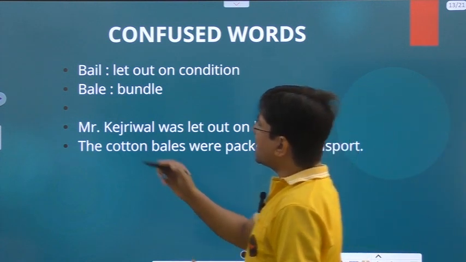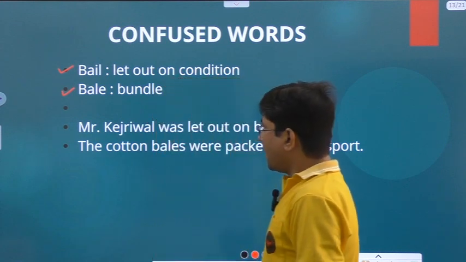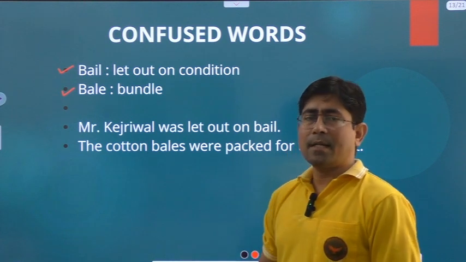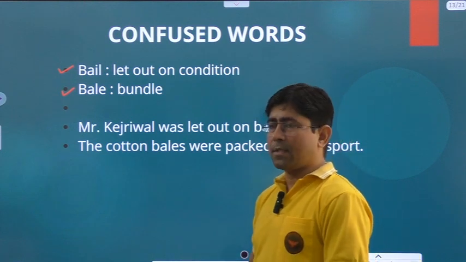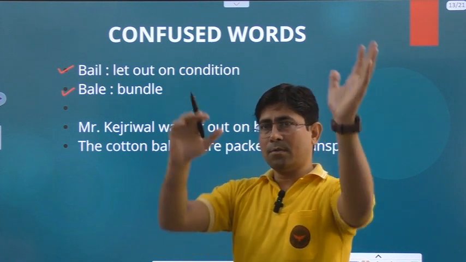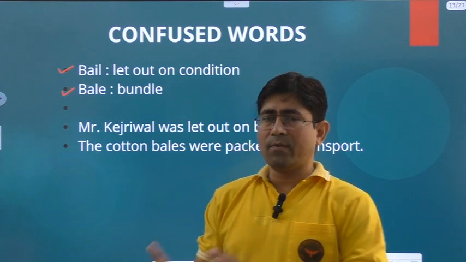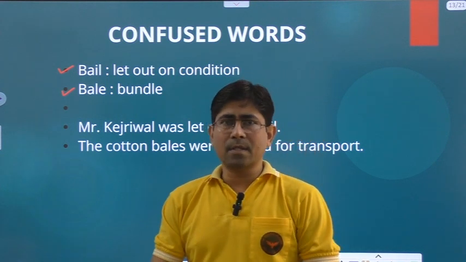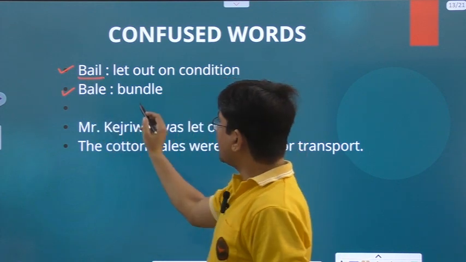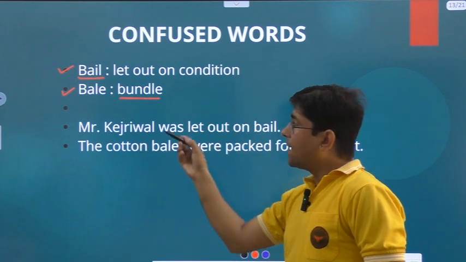That is bail, B-A-I-L, and B-A-L-E, bale. Bail, B-A-I-L, means let out on condition. Suppose someone is in prison and the judiciary listened to the arguments and decided to let them out from the prison on bail on certain terms and conditions. So for that you can use bail, B-A-I-L. And B-A-L-E, bale, is the bundle. So that is the difference between bail, B-A-I-L, and B-A-L-E.